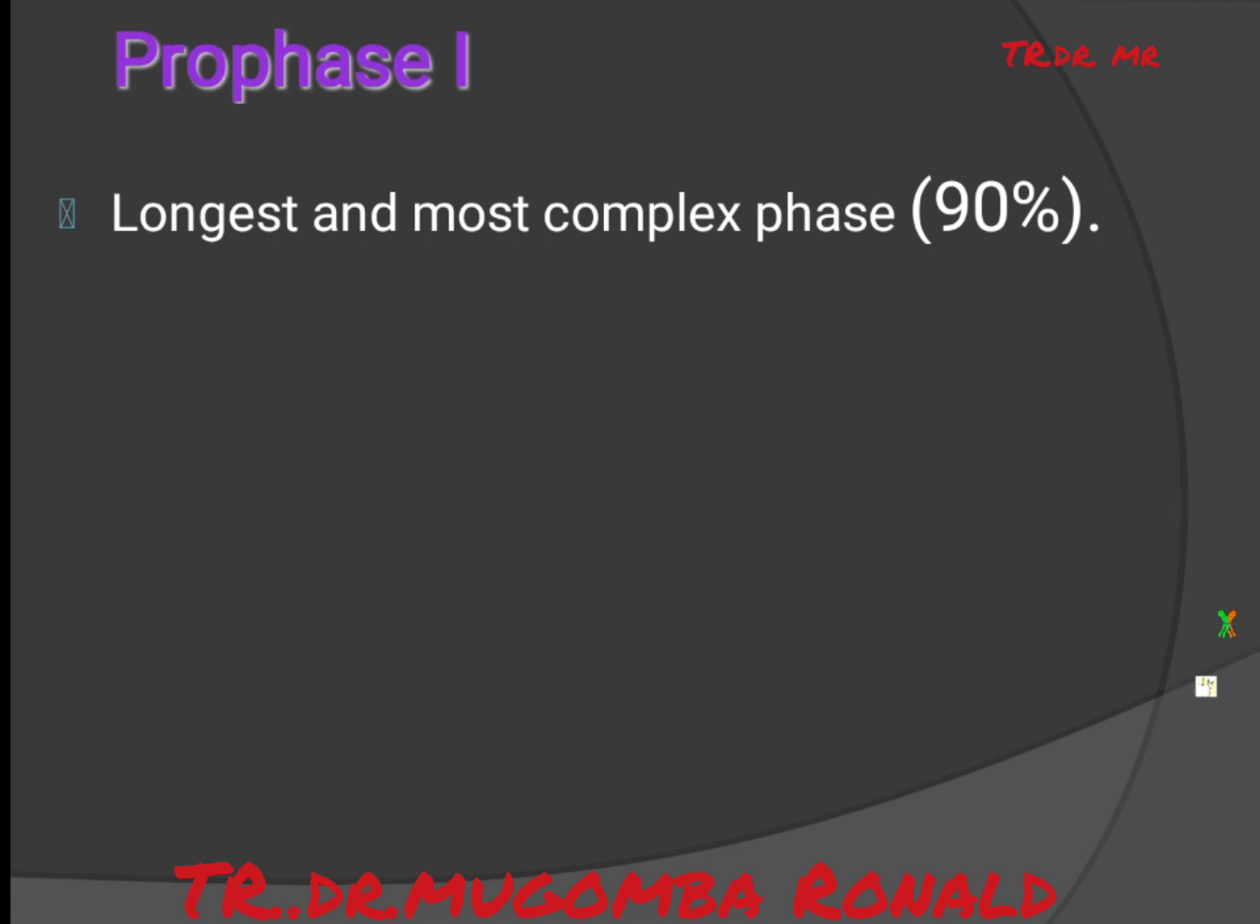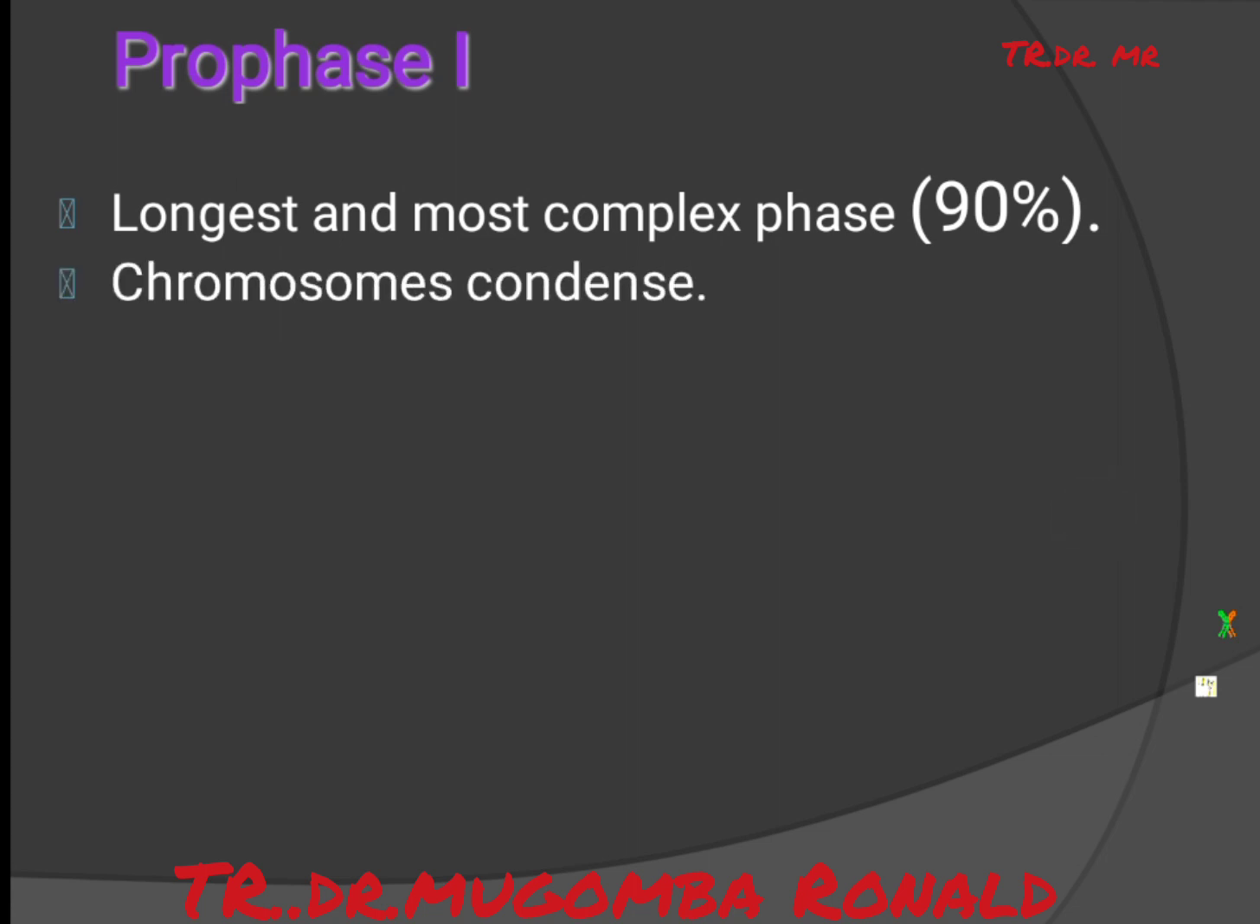Usually, prophase 1 is the longest. As we are going to see, it's the longest simply because of the very many different things that happen within prophase 1. We are going to see the different things that usually happen during prophase 1. Then it is the longest.